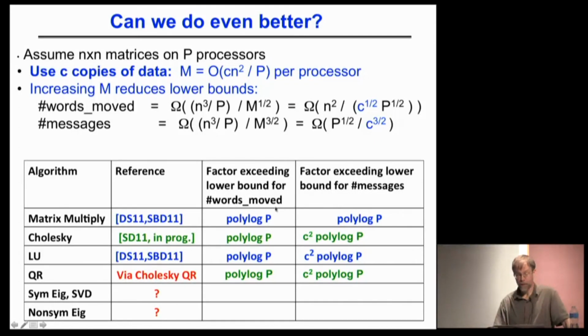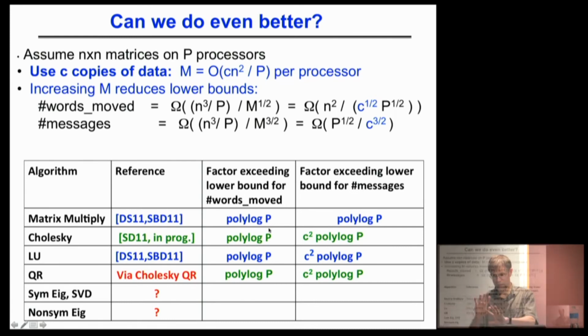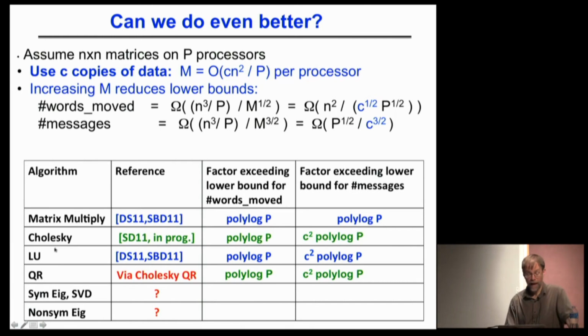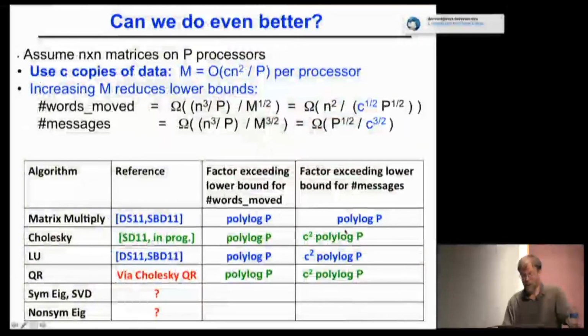So matrix multiply, we did that already. We hit the lower bound, up to some polylog p factors. Polylog p means either log p or log squared or log cubed. I don't want to distinguish. And Cholesky works, and Gaussian elimination works, and the QR decomposition works. But we couldn't hit this lower bound for the number of messages. We were bigger by a factor of square root of c.